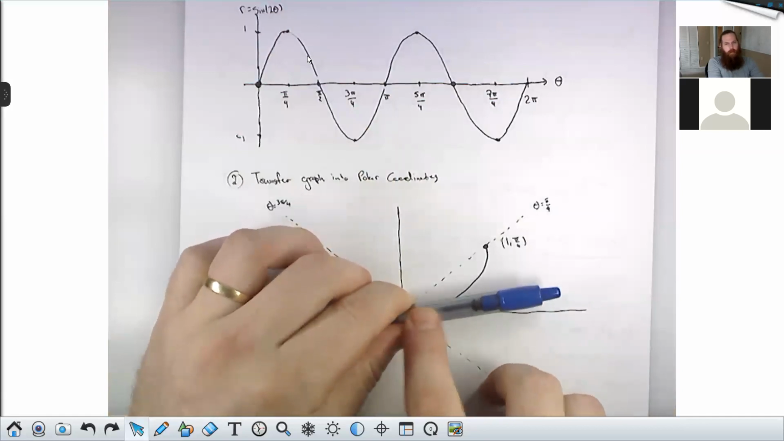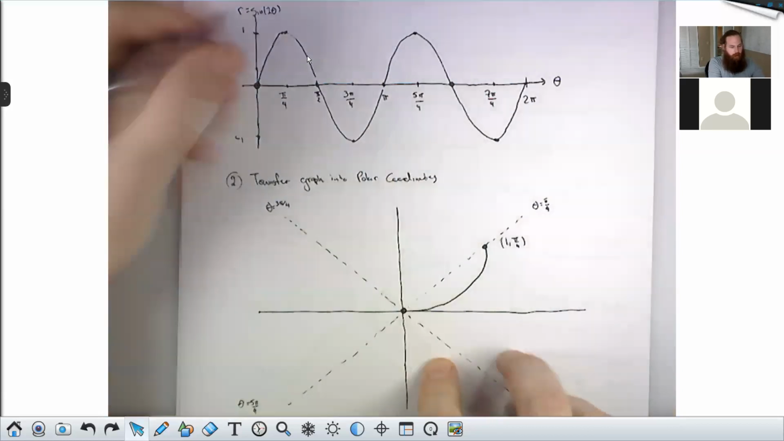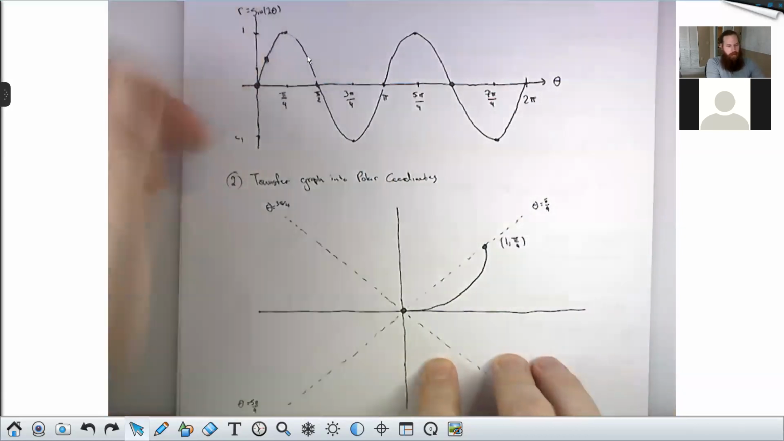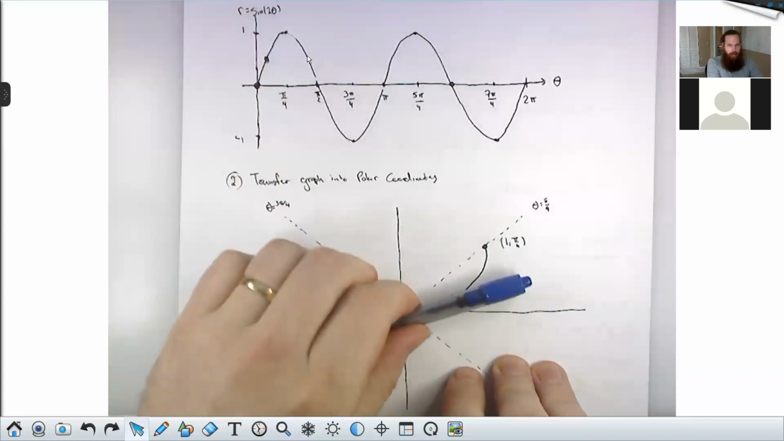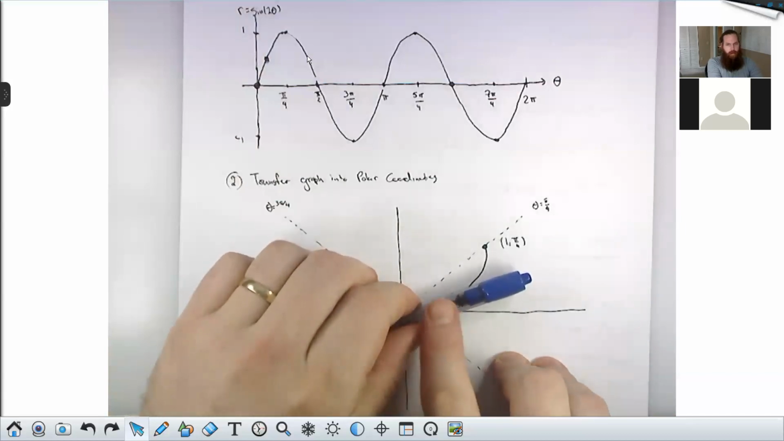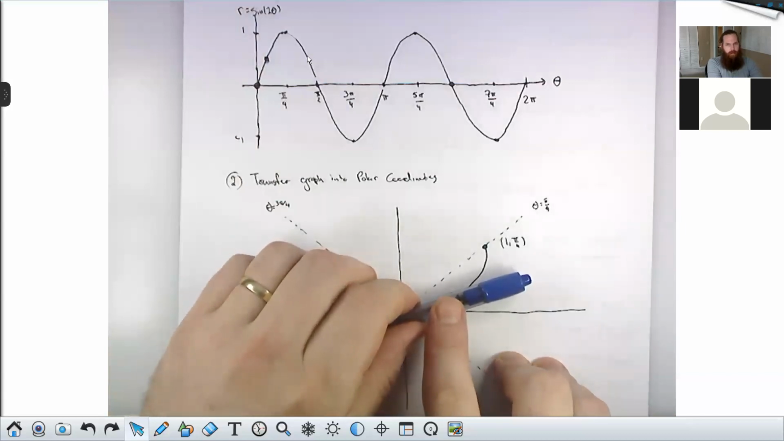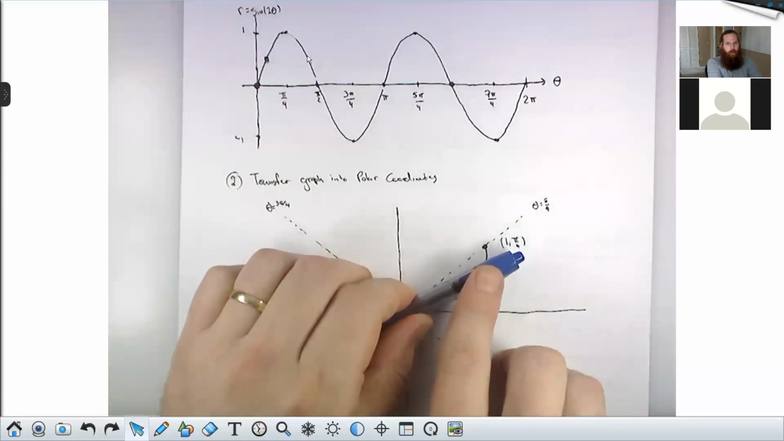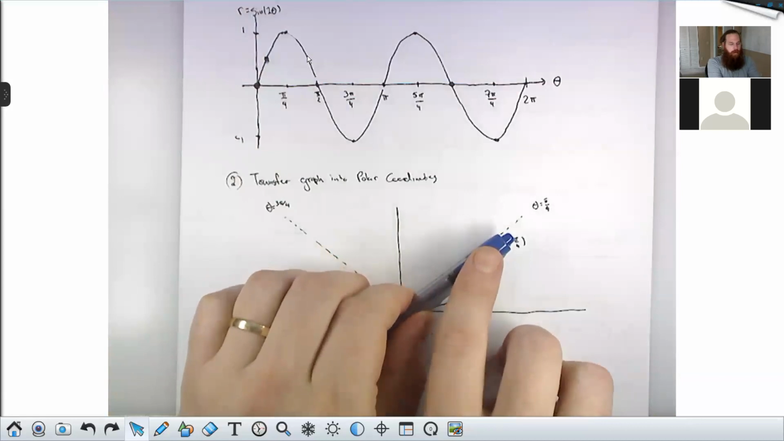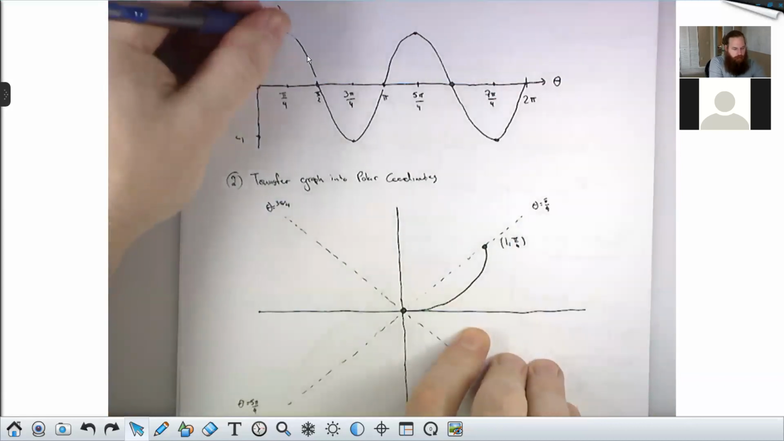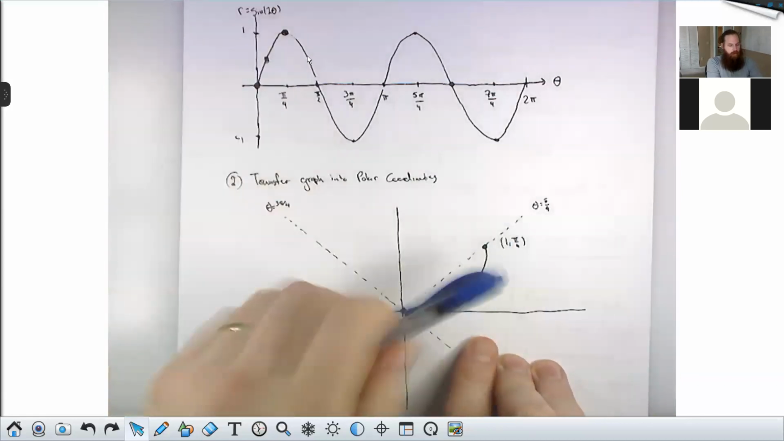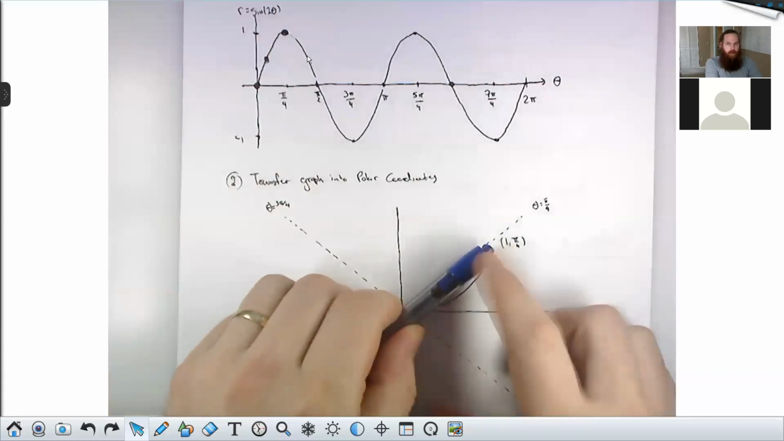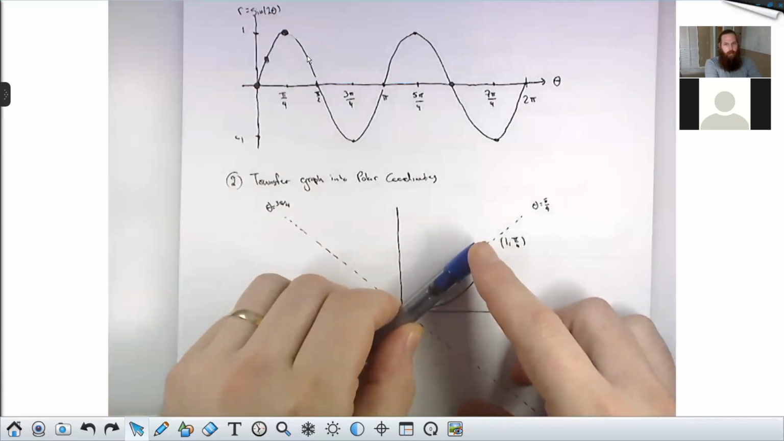If I increase theta a little bit, looking along this graph, like right here, theta has increased a little bit, so my arm has rotated just a little bit, and my radius has increased a little bit. A little more theta, a little more r, a little more theta, a little more r, until I get to this point right here, where r reaches its maximum of 1. And that's when theta is pi over 4.